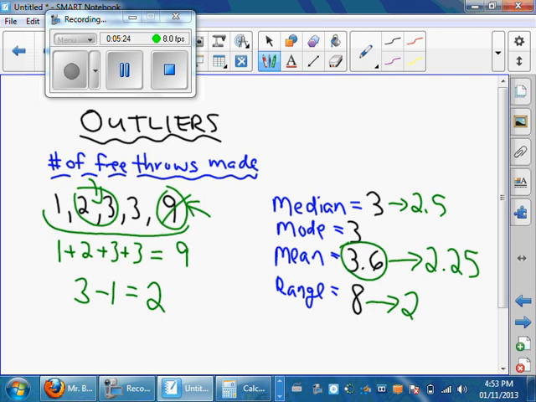So as you can see, outliers can make a huge difference, and we have to make sure that we are actually paying some special attention to them and taking them out when necessary.